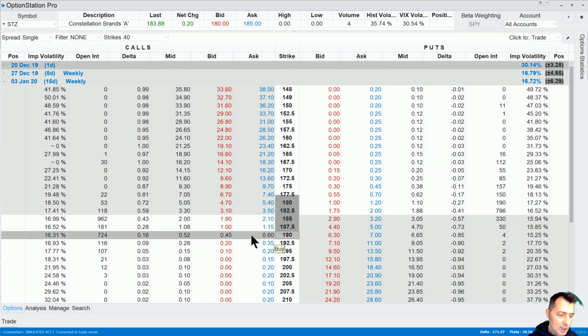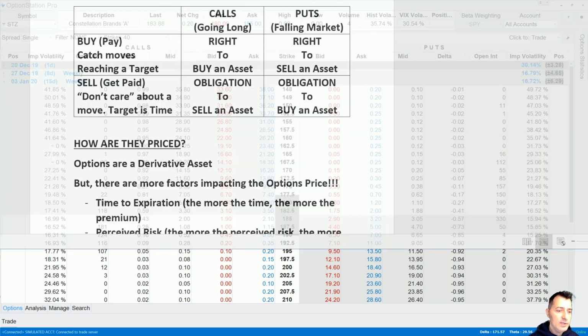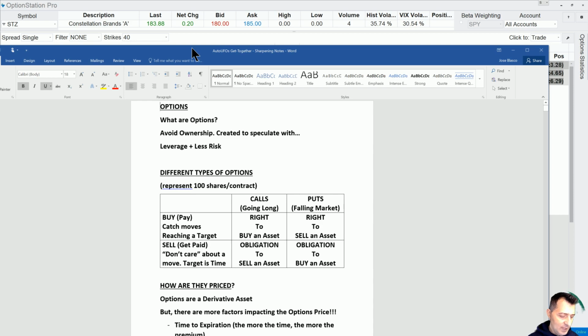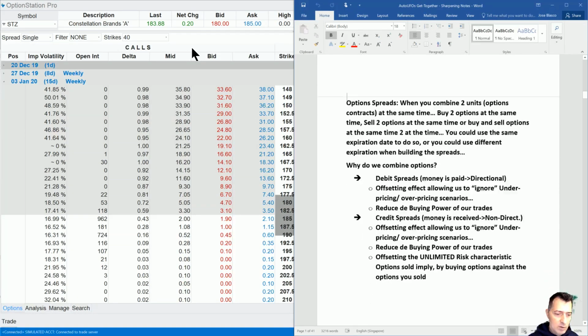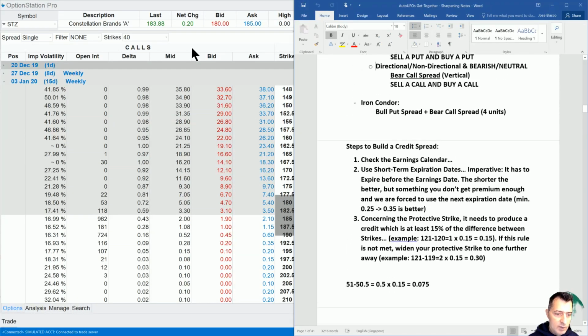So 190, we got 52. Okay, the minimum we normally want to catch when we sell options is a minimum of 35 cents, isn't it? Let me bring the notes to the screen. So this would serve as a reminder for everybody. Let me scroll down until I find the right place on the notes.